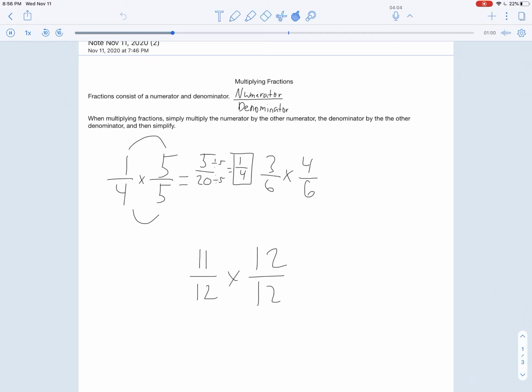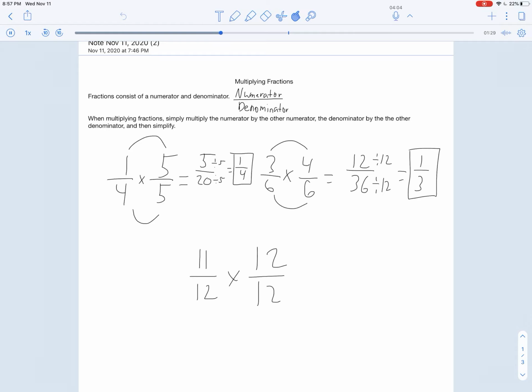All right, let's move to the next one. So we want to multiply our numerators, multiply our denominators. So 3 times 4 gives me 12, and 6 times 6 gives me 36. Okay, now look at this one. I say, is there any common factor and can I simplify this fraction? Well, yes, I can actually divide both sides by 12. And that gives me 1 over 3.